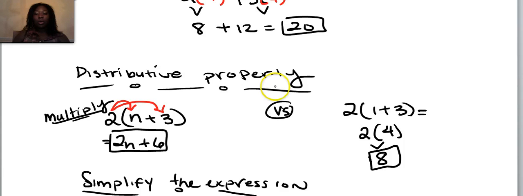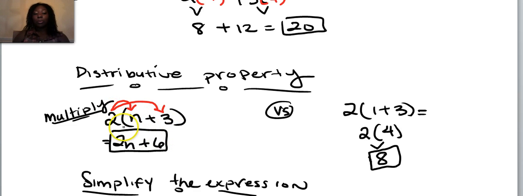Alright, now we're going to go back to the distributive property. Again, notice this versus that. Distributive property. We would use PEMDAS. However, we have an n. An n and a 3 are not like terms. So you can't combine them. You can't simplify them any further.